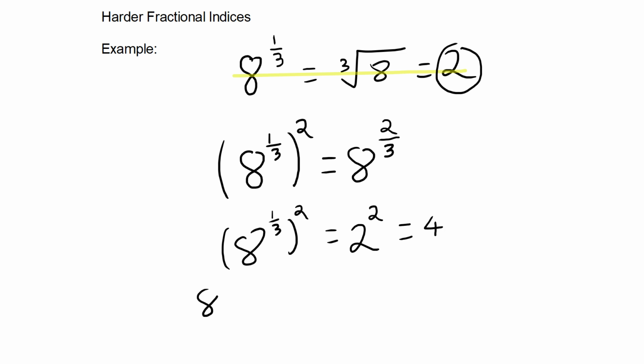So we can conclude that 8 to the power of 2/3 is equal to 4, which is the cube root of 8 squared. So 8 to the power of 2/3 is the cube root of 8 all squared. So we've taken the number at the bottom, or the denominator of the fraction in the power, and that has become the root. We've done the cube root, and then we've raised the answer to the cube root to the power of 2, which is the numerator of the fraction in the index.